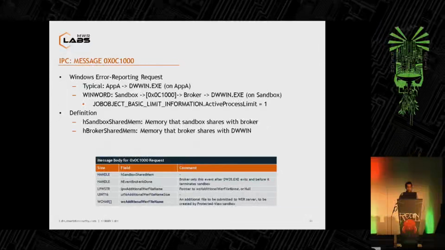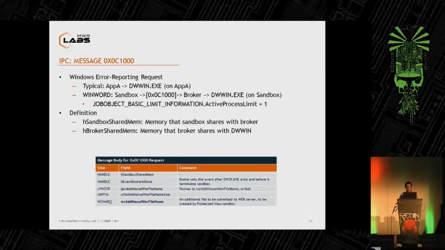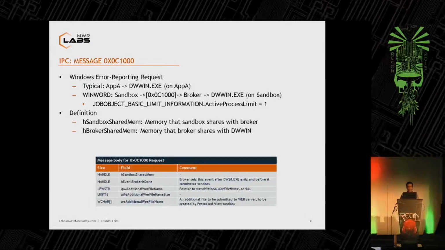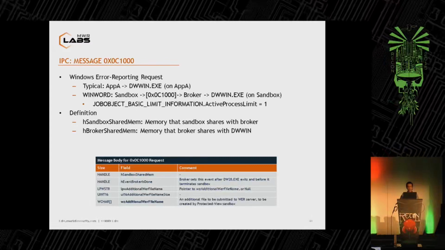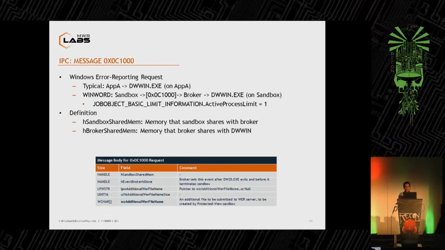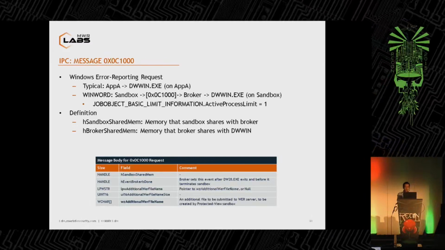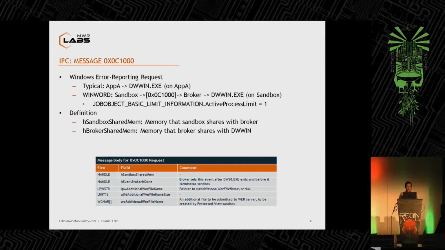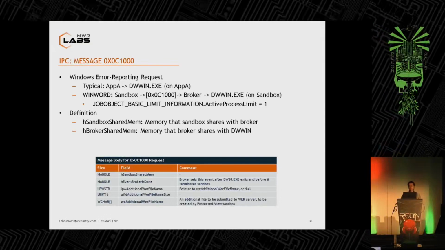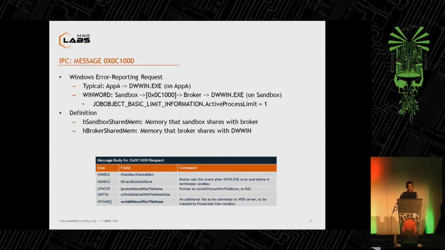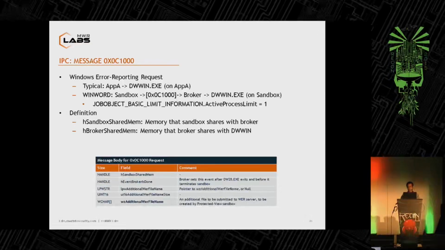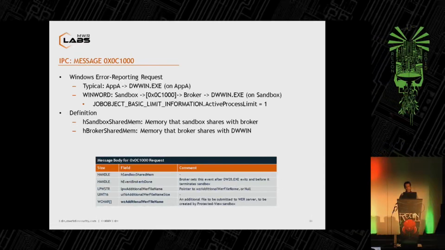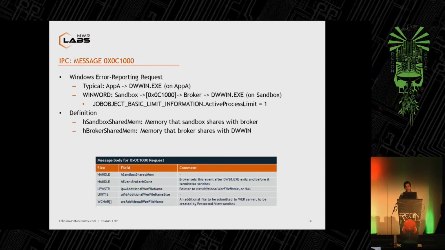Next, we will look at the 0C1 message, which is an error reporting request. In a typical Windows error reporting scenario, the application that's in trouble will create dwwin on itself and pass to it the exception information, such as faulting EIP. But in the case of protected view, the Sandbox cannot do so due to the job restrictions. Therefore, it will use the 0C1 request so that the broker can create dwwin on its behalf. And because each IPC message is limited to 2,000 bytes, the Sandbox will pass to the broker this exception information with a shared memory instead, as shown by the Sandbox shared memory handler in the format table.